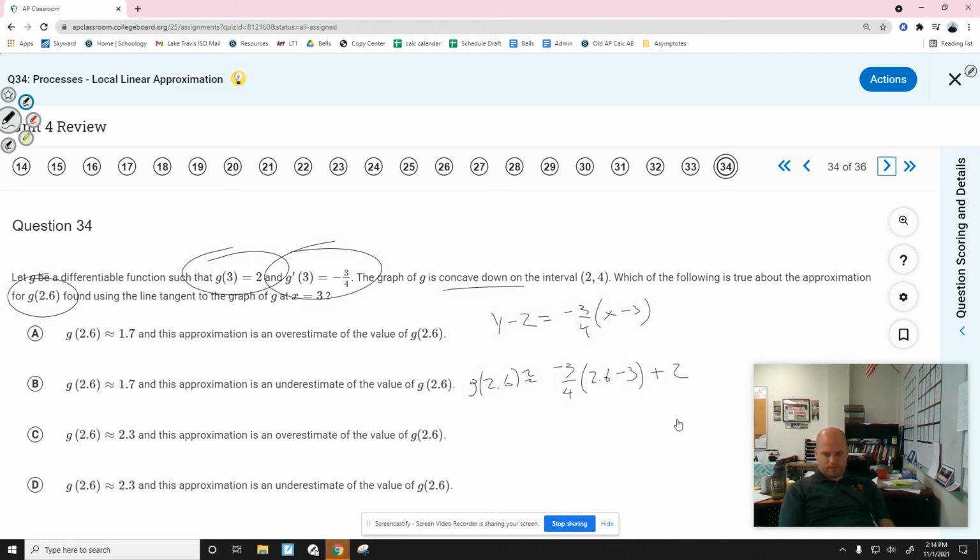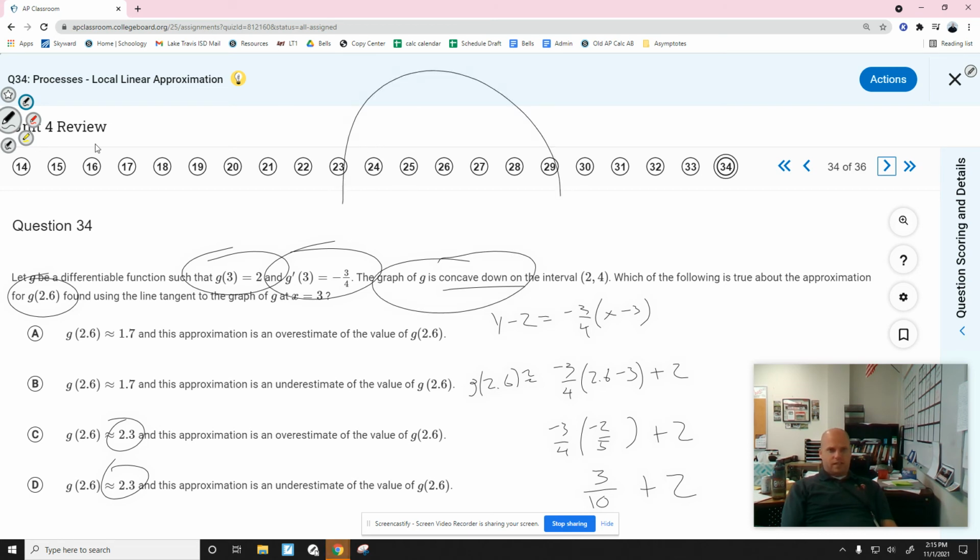Add the 2 over to the right side. This is negative 3/4 times negative 0.4. Now, not sure what to do here. It's 4/10, negative 4/10, or negative 2/5, which gives us 6/20. Negative 3/10, positive 3/10, 3/10 plus 2, 2.3. G is concave down.